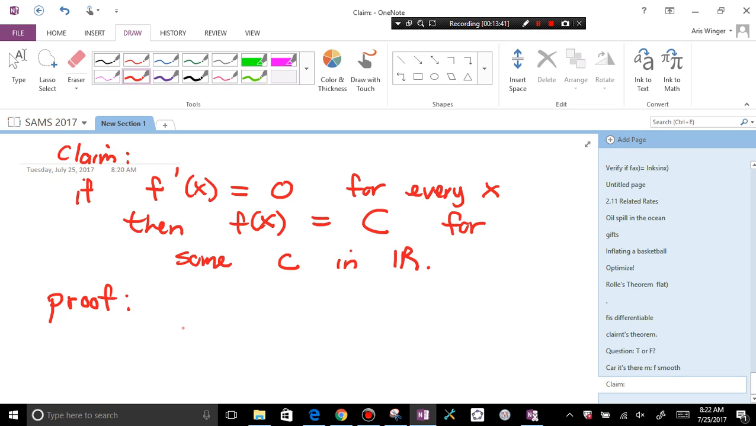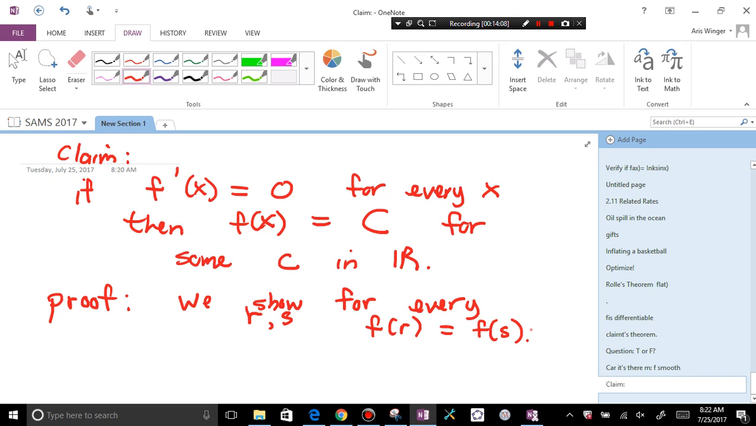You give me f of x, you give me f of y. What has to be true if f is constant? They're equal. They have to be the same, no matter what x and y are, and that's what we're about to show. So we show for every r and s, f of r is equal to f of s. That's what we're going to show. And if that's true, then I know it's constant.